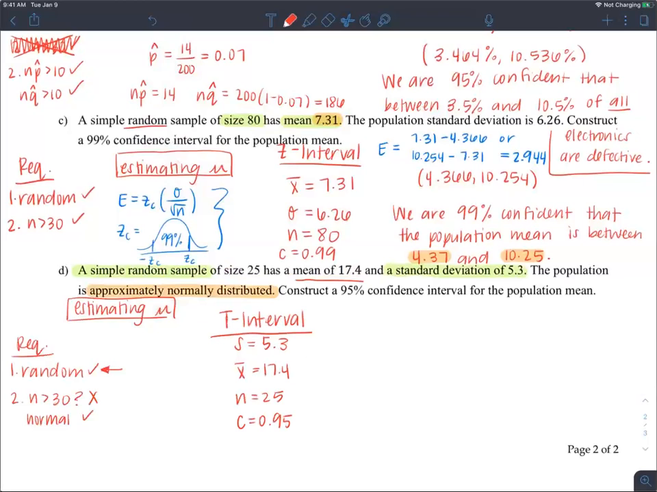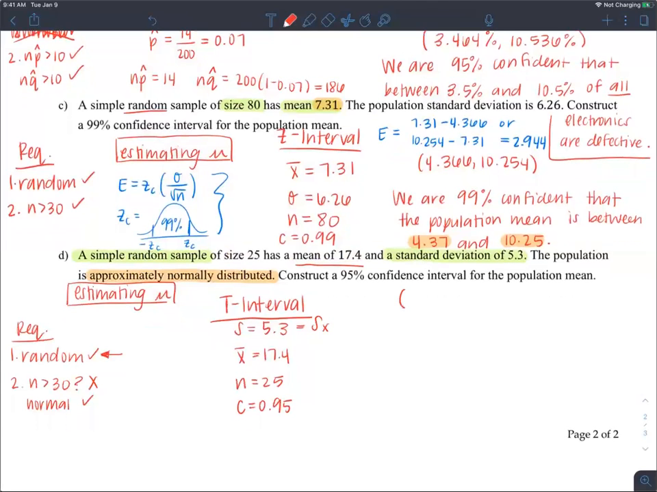Once you put all of that in, let's see what happens. Stat, tests, T interval. X bar is 17.4. Remember, this is SX, so this is 5.3. N is 25, confidence level is 0.95, calculate. The interval that you should get is 15.212 and 19.588.